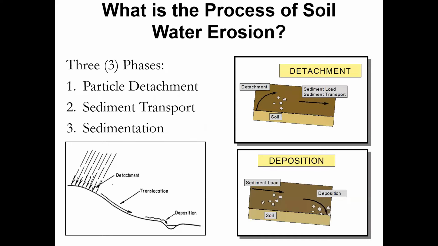There are three distinct phases of soil erosion. The first phase is known as particle detachment. The second phase is known as sediment transportation. And the third phase is known as sedimentation.